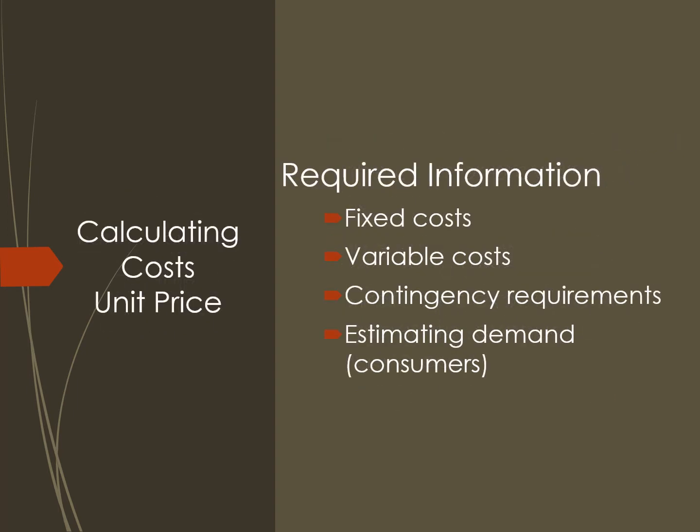When we're looking at calculating costs of a unit price, we have to take into consideration several factors: fixed cost, variable cost, contingency requirements, and estimating the demand. And we'll talk about a formula later, but we really need to understand all four of those in order to come up with a unit price.